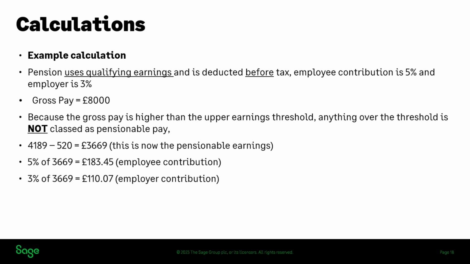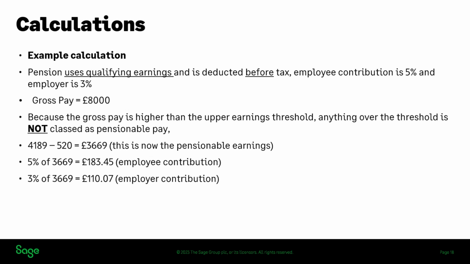That's not all. We've added in an additional example here of when the gross pay goes over the thresholds. So again, same amounts contribution wise. You'll see that's a theme throughout the examples. Again, it uses qualifying earnings, so it's the same as the previous one, and it's deducted before tax. The difference being is this time, the gross pay is £8,000.